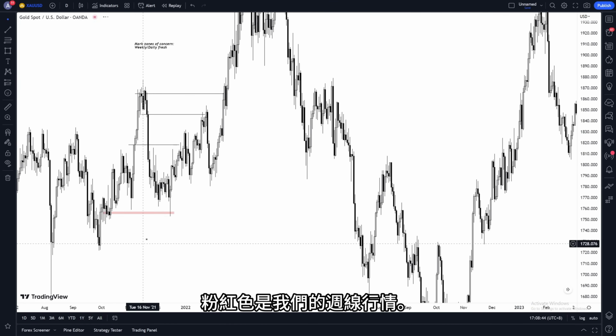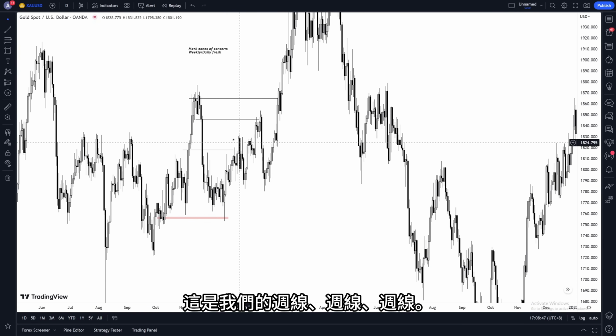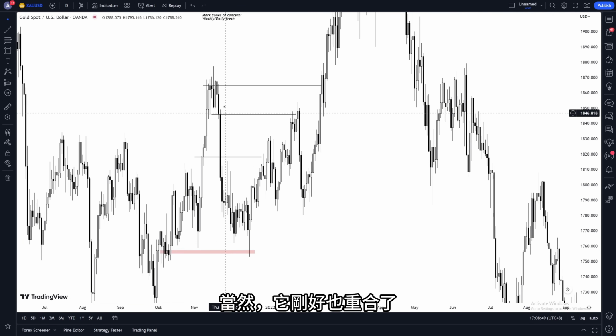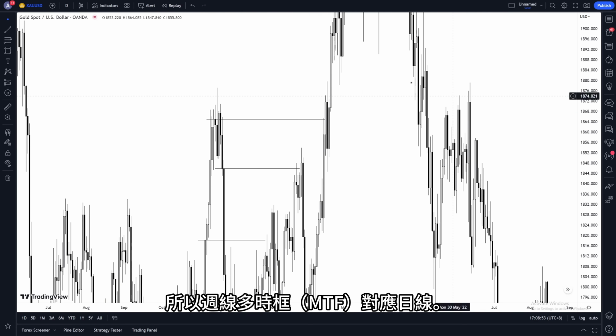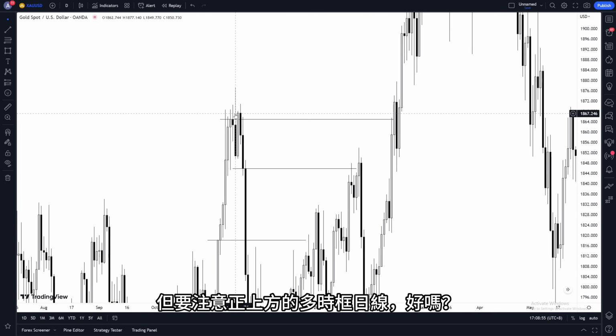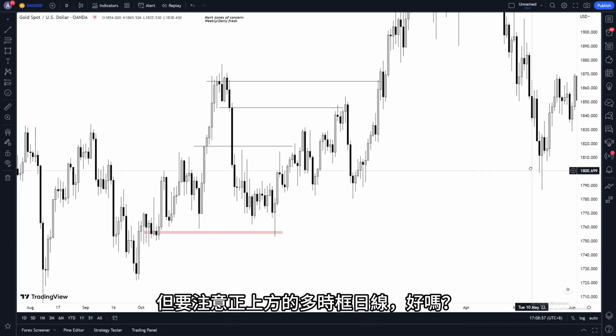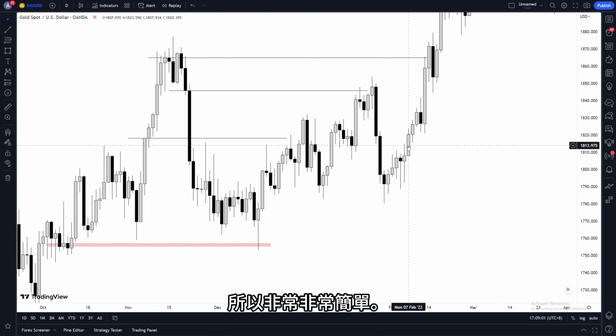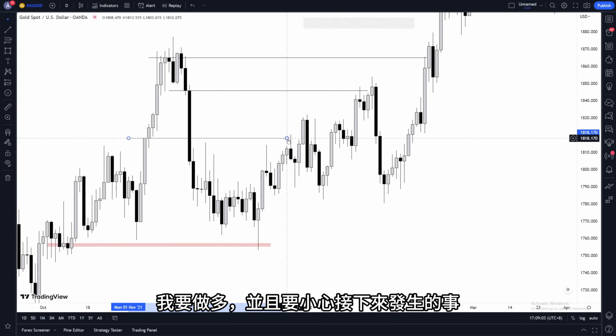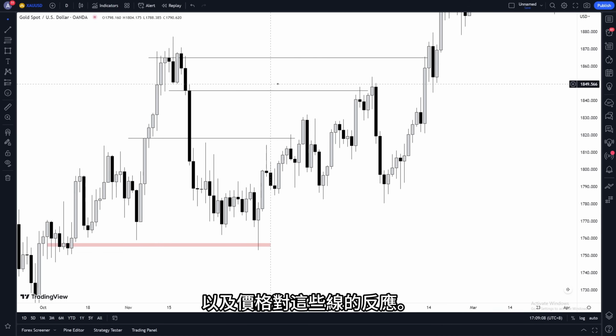So pink is our weekly storyline. This is our weekly, and of course, it so happens to coincide with our daily as well. So weekly MTF daily, weekly MTF daily. This one is just a weekly, but then pay attention to the MTF daily right above. Okay, so all I know is that weekly is bullish, so it's very, very simple. I am going to buy and be careful of what goes on and the reactions that price has to these lines. These lines here are the obstacles, correct?